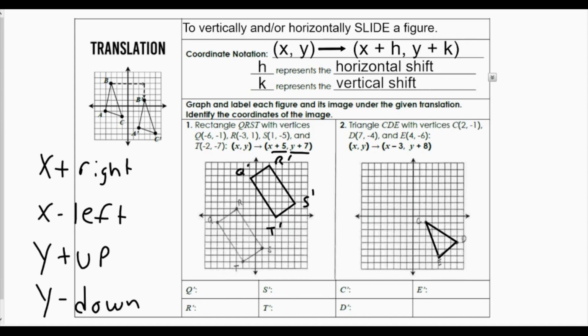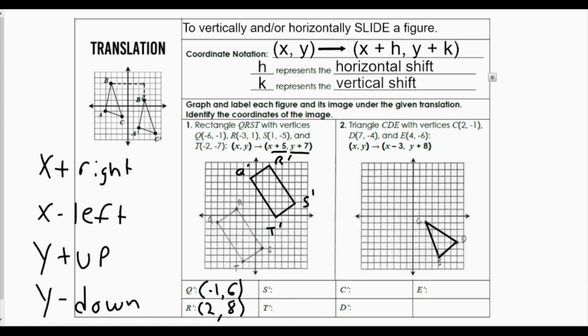Now listing these coordinates, all I need to do is add 5 to the x coordinate and add 7 to my y coordinate. Q was (-6, -1). -6 plus 5 would be -1, and -1 plus 7 is 6. So my new coordinate is (-1, 6). R was (-3, 1). -3 plus 5 is 2, and 1 plus 7 is 8.